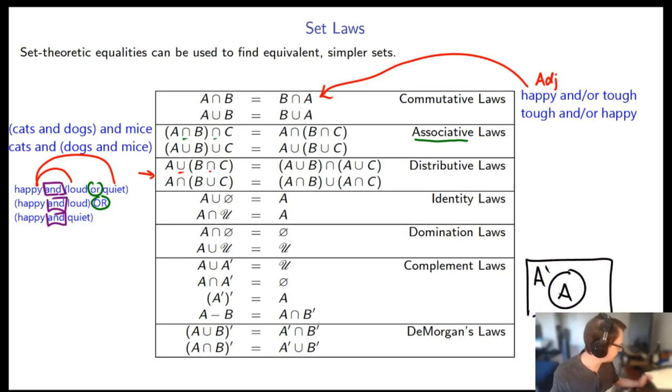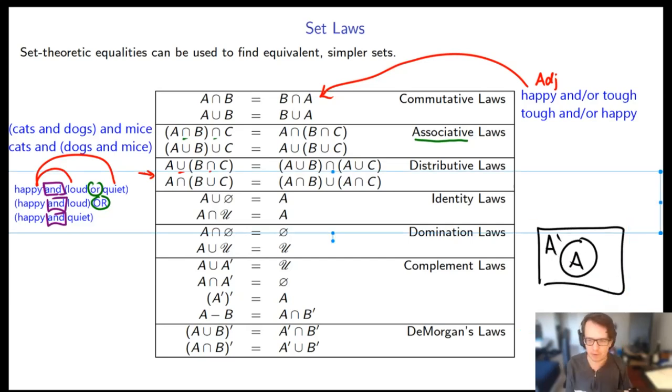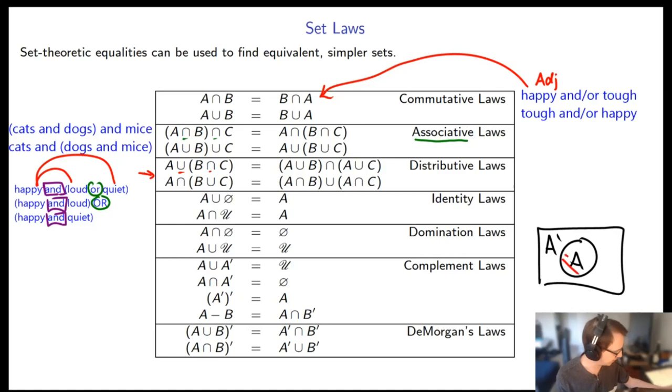With the second one, A intersection not A, I'm saying I want everything that's in both A and not A. Well, these are separate things. So that's A, this is not A. There's literally no overlap, because something cannot be, say, a dog and not a dog at the same time. So what I get is the empty set. There's nothing in common.